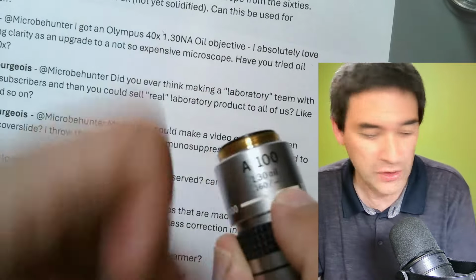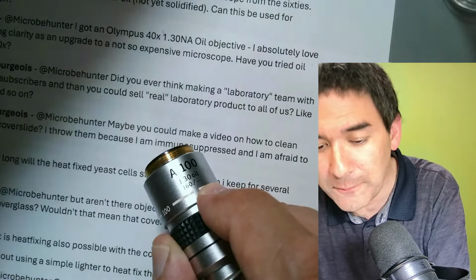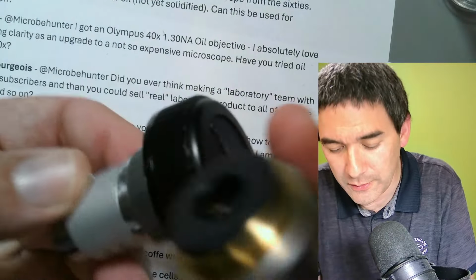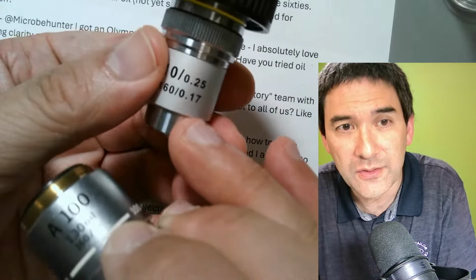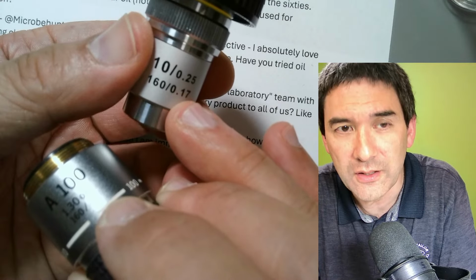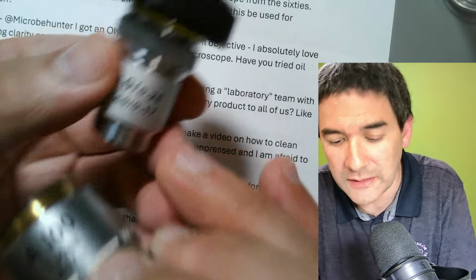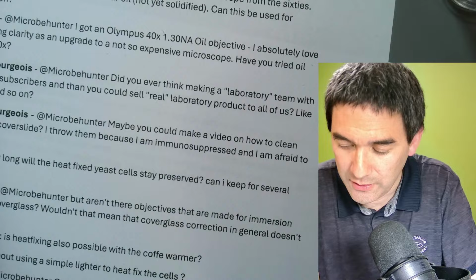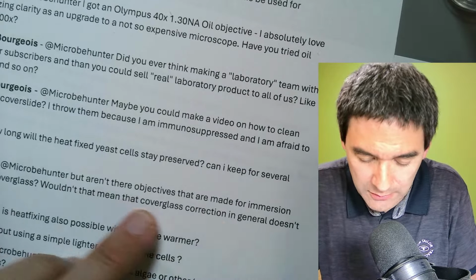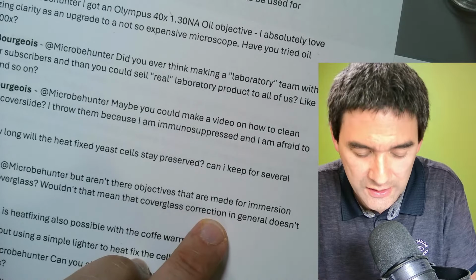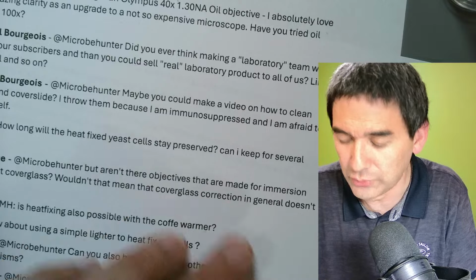And just to show you in comparison, I have another one over here. It's a 10 times. You see over here, it's a 0.17 written on here. Your cover glass is important. So this is indeed the case. Cover glass correction doesn't matter for oil immersion. Yeah, it's correct because it's in oil anyway.